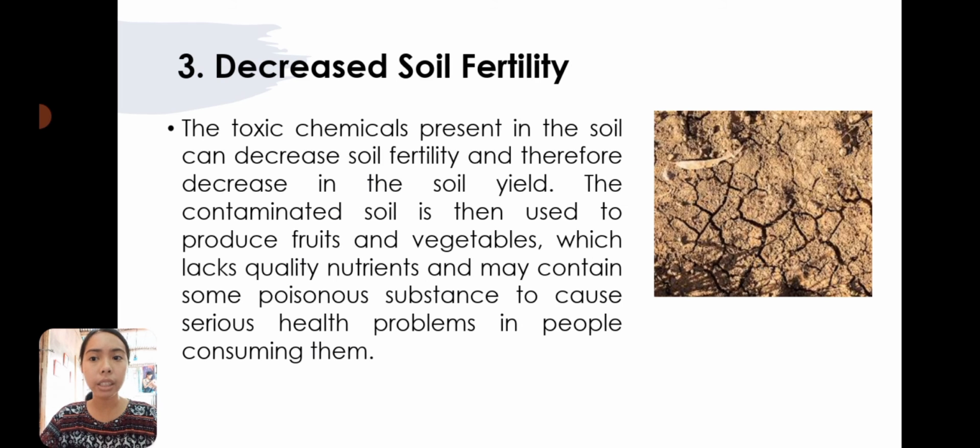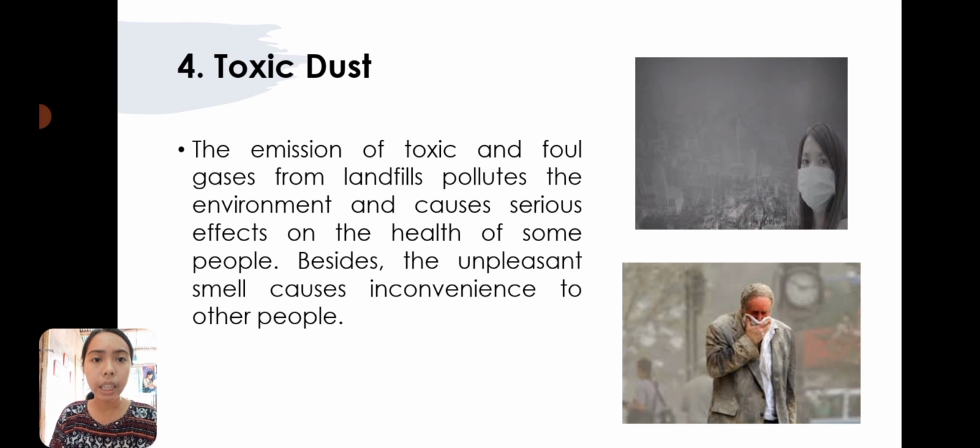So next is decreased soil fertility. The toxic chemicals present in soil can decrease soil fertility and therefore decrease the soil yield. The contaminated soil is then used to produce fruit and vegetables which lack quality nutrients and may contain some poisonous substances that cause serious health problems in people consuming them. Next is toxic dust. The emission of toxic and foul gases from landfills pollutes the environment and causes serious effects on the health of some people. Besides, the unpleasant smell causes inconvenience to other people.